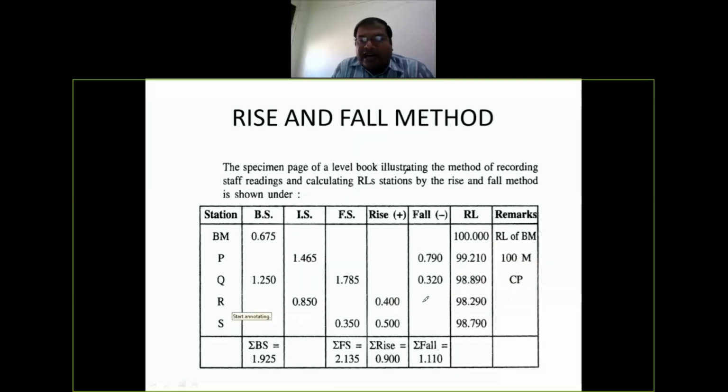After that, if you want to calculate the RL of this particular point R, what you have to do? 0.400 is given to you, and that is positive. So you simply add this 0.400 into the RL of Q. So 98.890 plus 0.400, you will get 99.290. Same way, if you want to find the RL of point S, you have to add 0.500. Why am I adding? Because this is positive. It indicates the rise. So I simply add it to this value, 98.290. You will get 98.790. By this way you have to calculate the RL of all the station points using the rise and fall method.